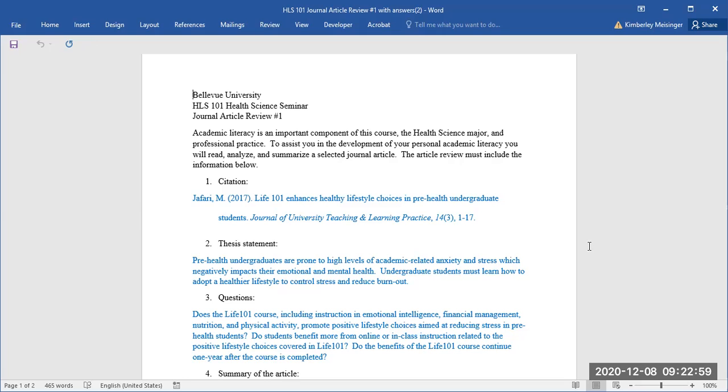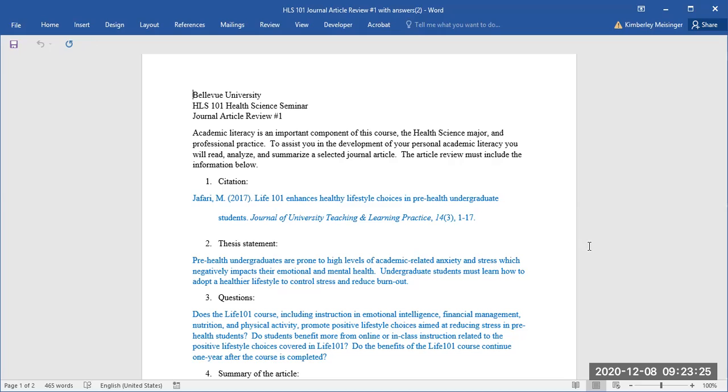So I just wanted to go from the top and walk our way through what would be considered correct answers for this journal article review. So first I want to start off with the citation. The citation here is going to be in APA format. So you'll hear a lot about APA format. This is the chosen format used for the health science discipline.